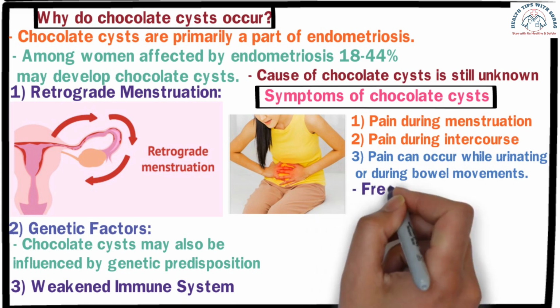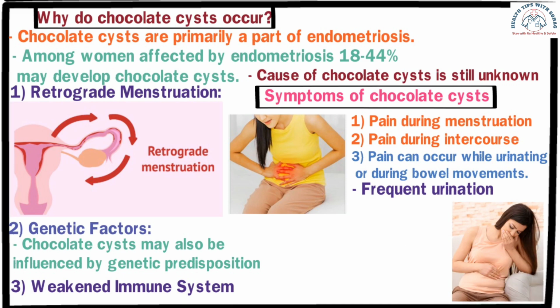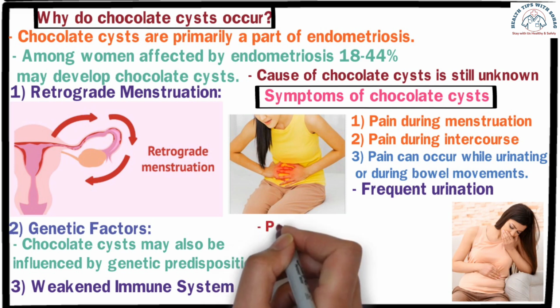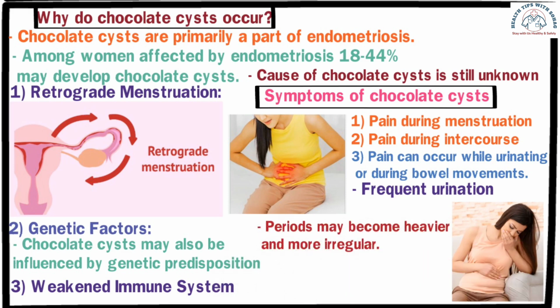Number 4, an increased need to urinate frequently. Number 5, general pelvic pain that might feel like cramping. Number 6, nausea or vomiting. Number 7, menstrual periods may become heavier and more irregular. Number 8, difficulty in conceiving.